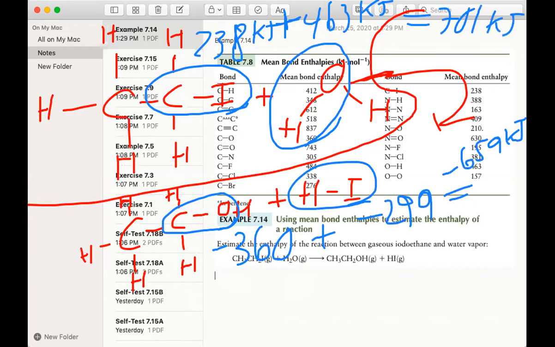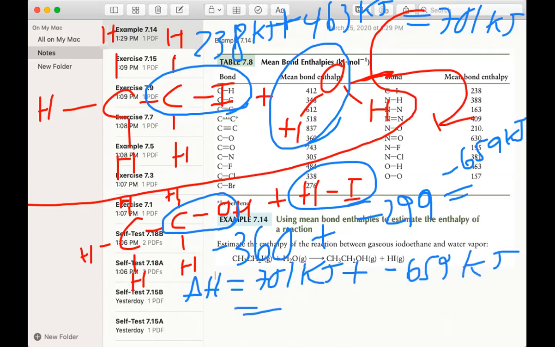So that's what happens. Basically delta H is estimated at 701 kilojoules plus negative 659 kilojoules, which equals 42 kilojoules positive. So this reaction consumes heat. It takes some heat to make this reaction go, because that OH bond is very stable.